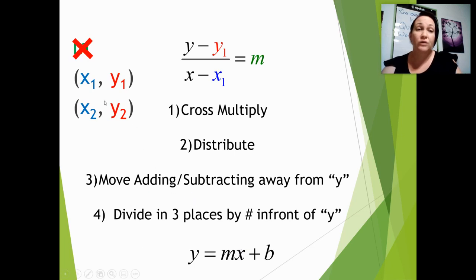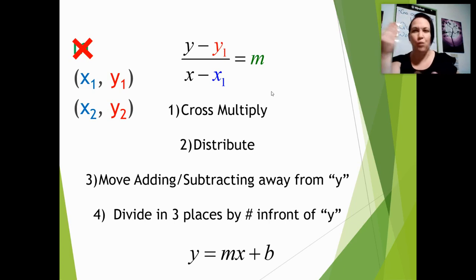So I will still give you an x1 and a y1, but you're also going to get an x2 and a y2. And since I didn't give you the slope, you can't put the numbers in here because we don't know what m is. So today I'm going to add a pre-step.